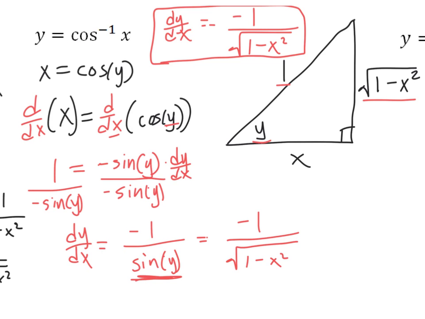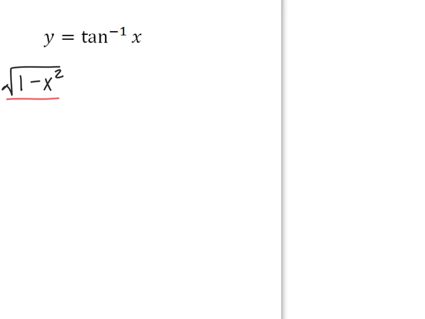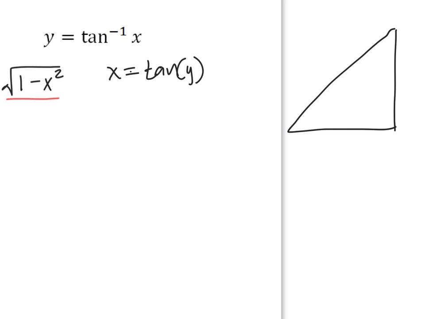So I'm going to do one more. I'm going to do tangent. I'm going to rewrite this as x is equal to tangent of y. I'm going to go off the page a little bit here. And as a result, I'm going to draw the triangle. Here's my angle y, and the opposite side, so tangent is opposite over adjacent, that's going to be x over 1, okay?